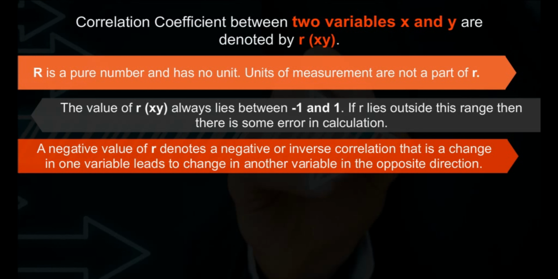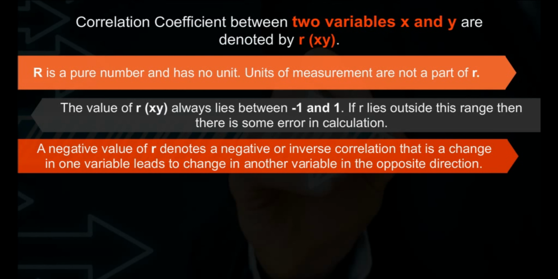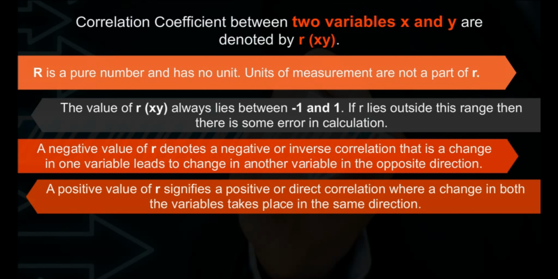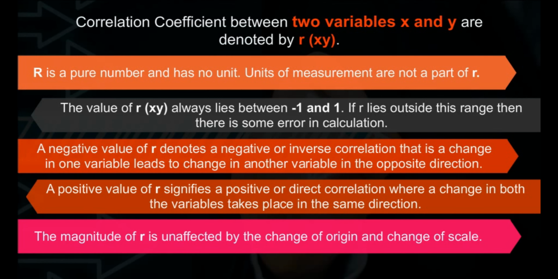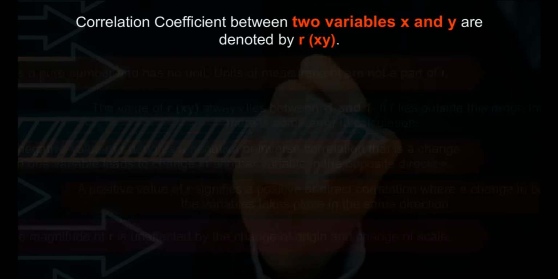That is, a change in one variable leads to change in another variable in the opposite direction. A positive value of R signifies a positive or direct correlation, where a change in both the variables takes place in the same direction. The magnitude of R is unaffected by the change of origin and change of scale.